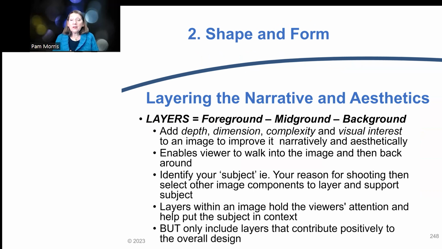When I'm talking about layers, we're talking about having a foreground, midground, and background to an image. What that does is allow a viewer to enter into the image visually and take each layer as it presents itself to them. So they can walk around the image. They typically walk in and see the foreground, then the midground, the background, and then they walk back around again to work out how all this works with the narrative.